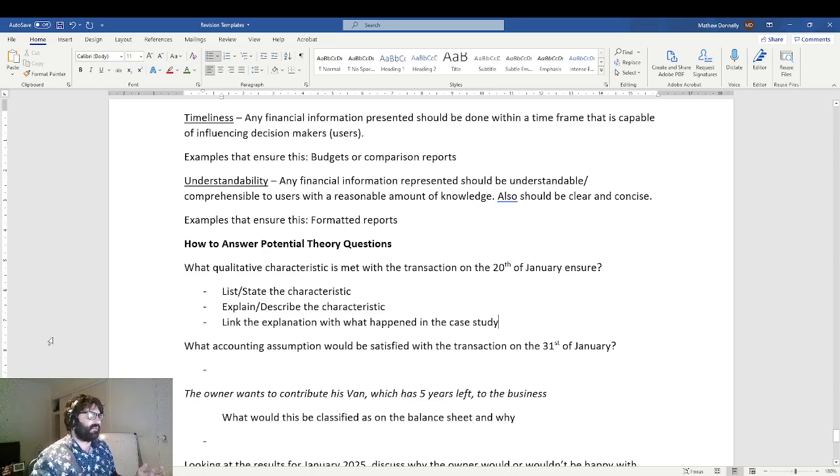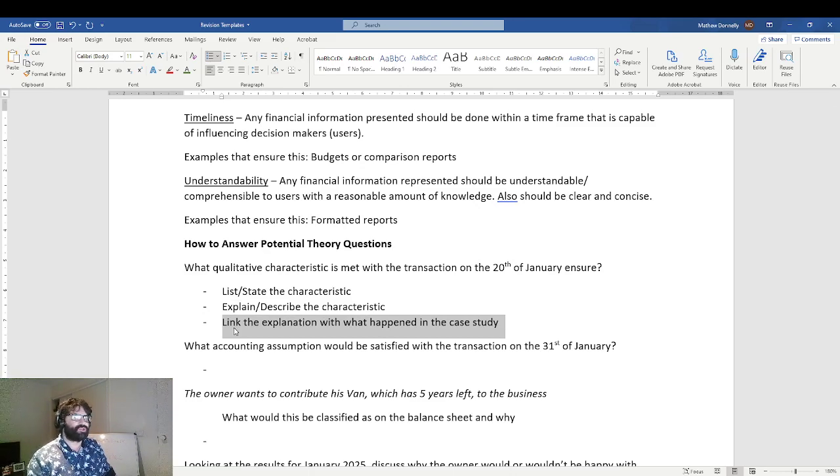So you'll be given something to work with. I'm going to call it the case study for this, okay? This is the third one. A lot of people can state it. Some can explain it, but they can't link it. Linking's the hard one. For a 3-mark question, the third mark's always linking.